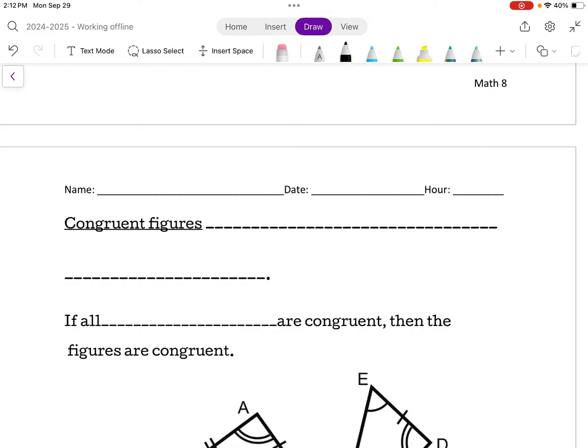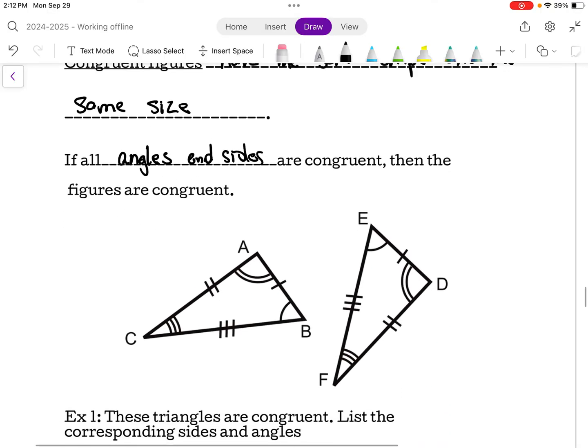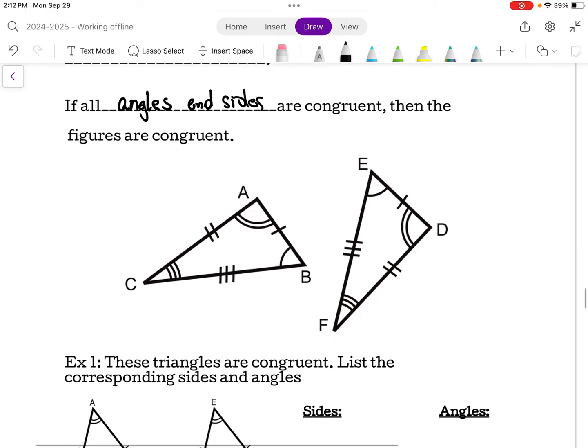But congruent figures have the same shape and the same size. So what we know is that if all angles and sides are congruent, then the figures are congruent. And here's one way that we show that mathematically.